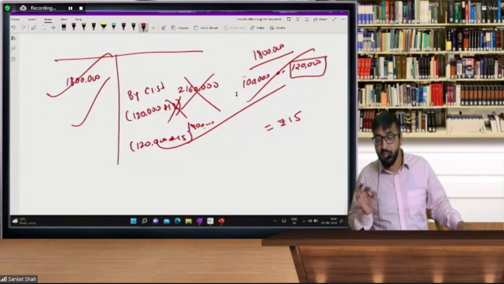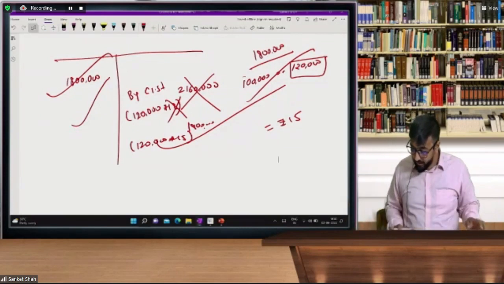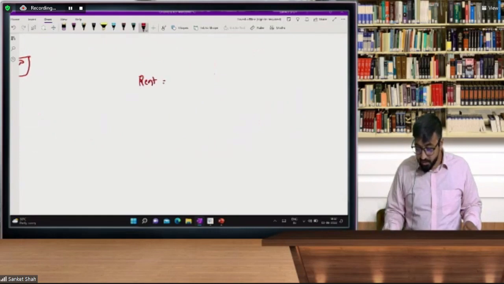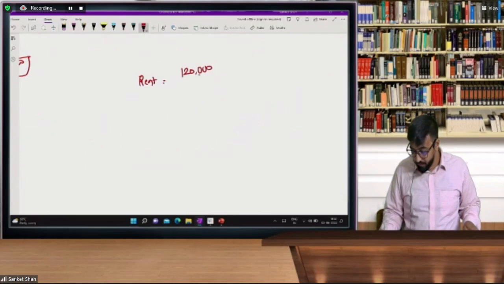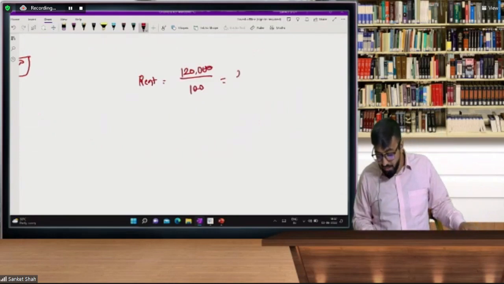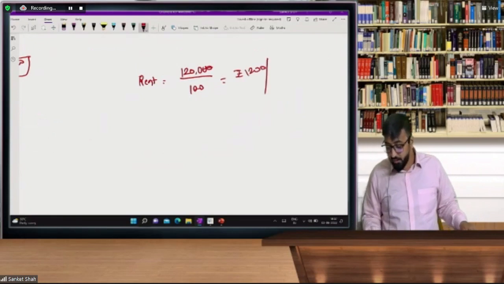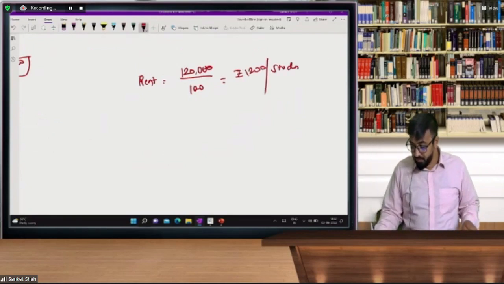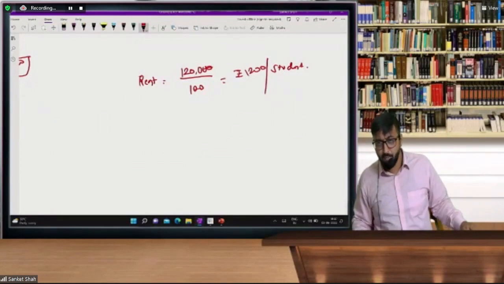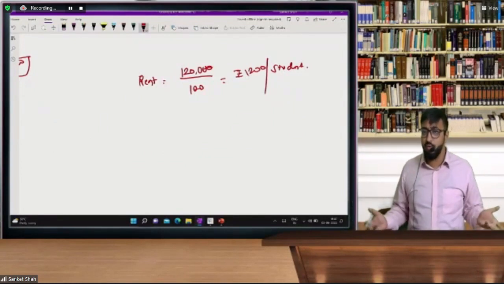In simple language, my rent expenditure is 1,20,000 and I'm expecting 100 students. So minimum rent per student will be rupees 1,200 per student. It's very simple. That 1,200 per student will be my fees per month, minimum, because our rent is 1,20,000.